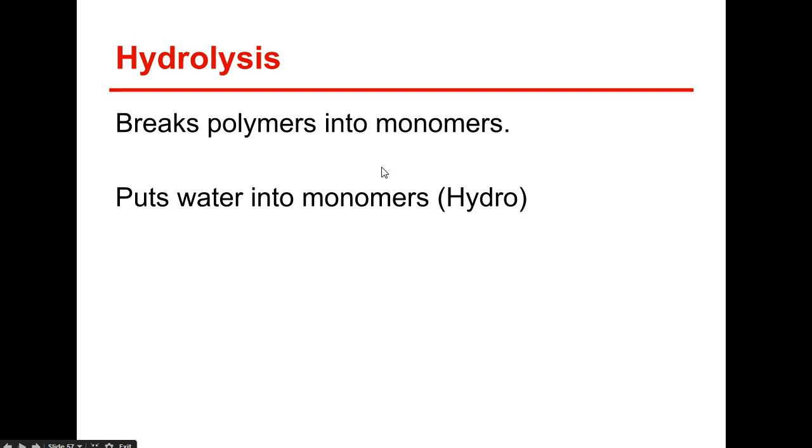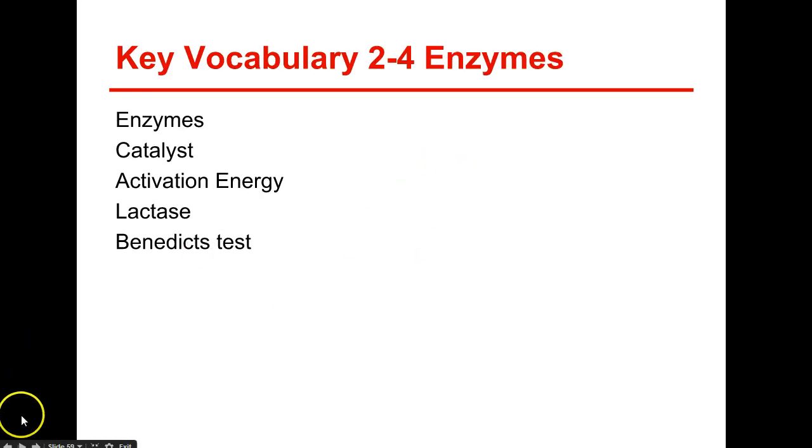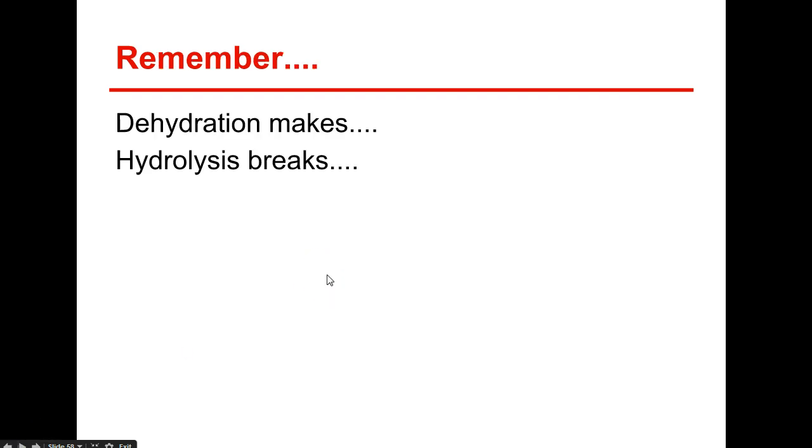Okay, then hydrolysis is the other one. Hydrolysis takes my big polymers and breaks them down into monomers. With hydrolysis, we have to actually put water in. The reason it's called hydrolysis is we're adding water to the monomers. So hydrolysis breaks. So there's my saying: dehydration makes monomers into polymers. Hydrolysis breaks polymers down into monomers. And that, my friends, is the end of video 2, monomers and polymers.